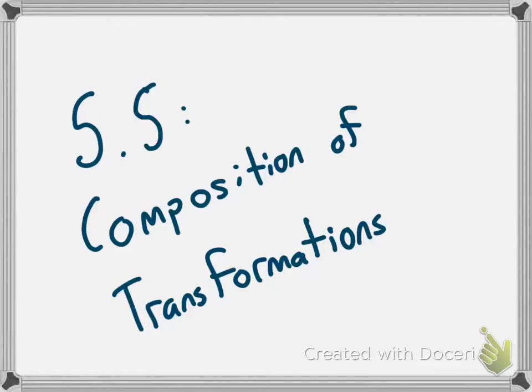Alright, so in the last section of Chapter 5, we're going to talk about compositions of transformations. So basically, we're going to take a shape and apply all the transformations that we've known so far to get it from point A to point B. There's a couple different ways that these questions can be asked, so we're going to look at an example of all three of them in this video.